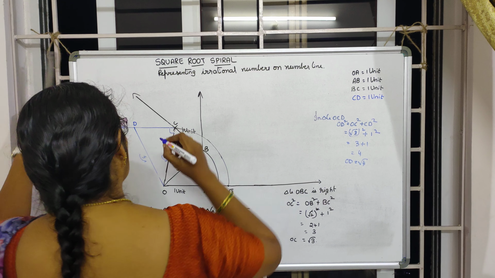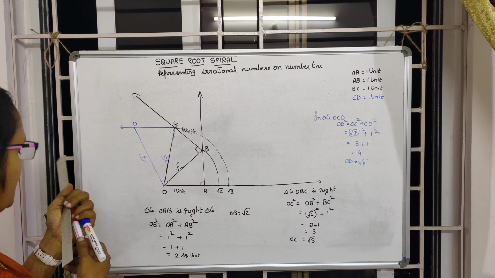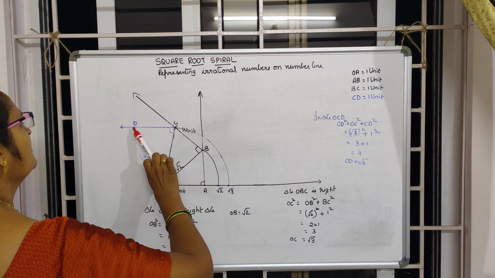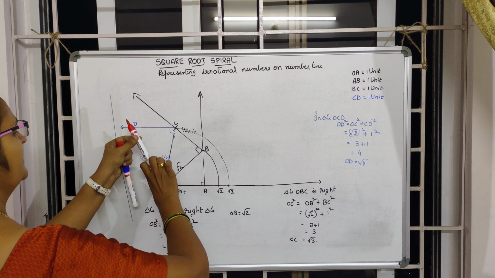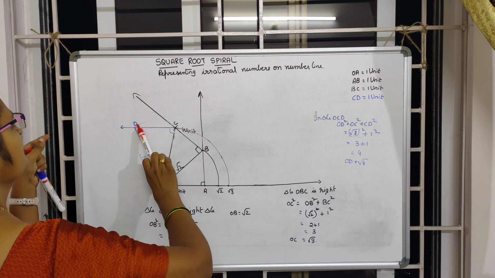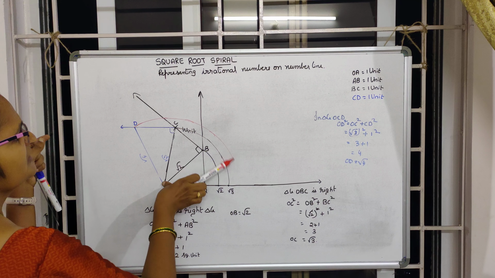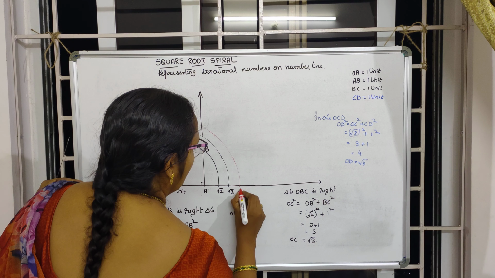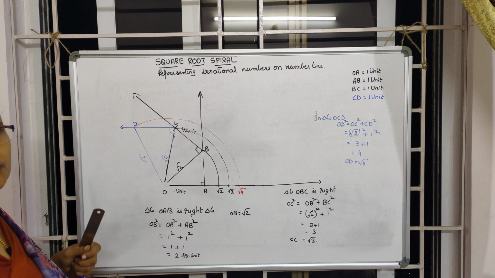This is root 3. Now what do we do? Taking O as center and OD as the radius, draw an arc which touches the line at a particular point, which indicates root 4.